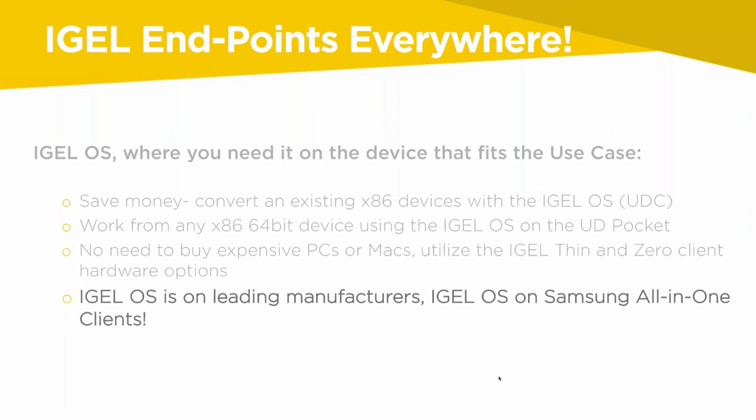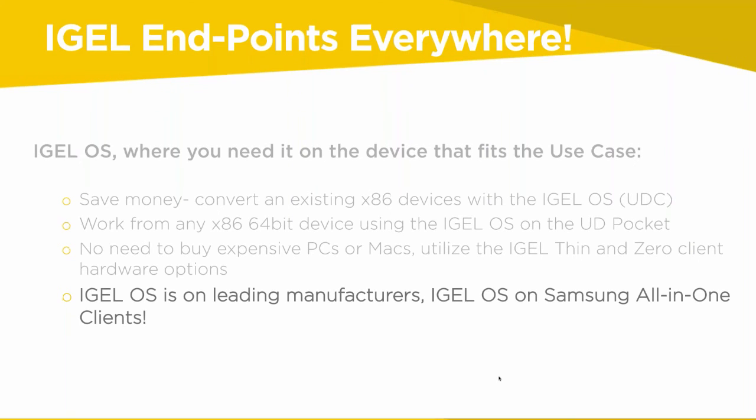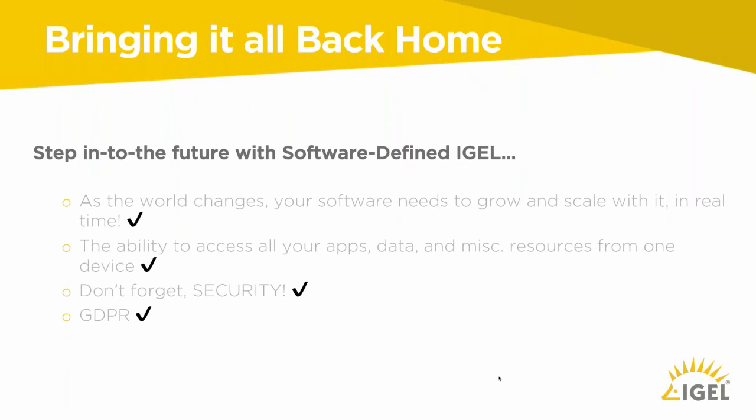So IGEL has many different flavors, and flavors isn't even the right word, but we can take our operating system and we can put it on basically anything. And we have different flavors of that operating system to make it simple for you to get that onto it. But once it's on the device, it's the same old OS powered by that super powerful management console we call the UMS.